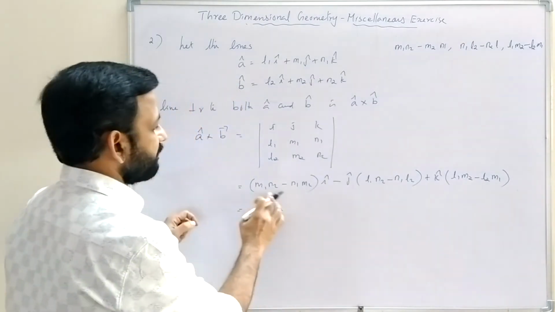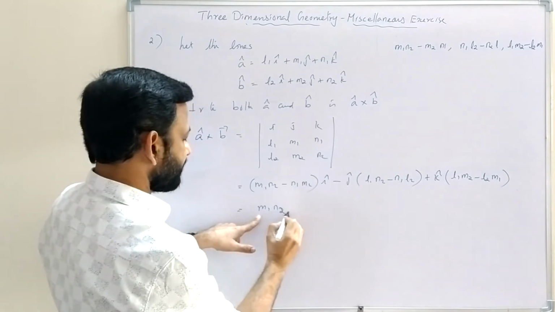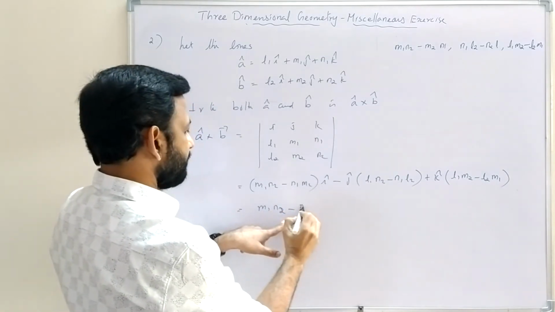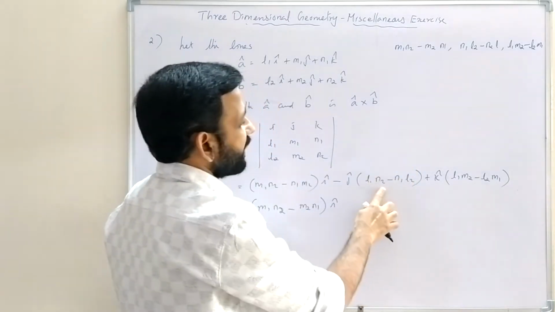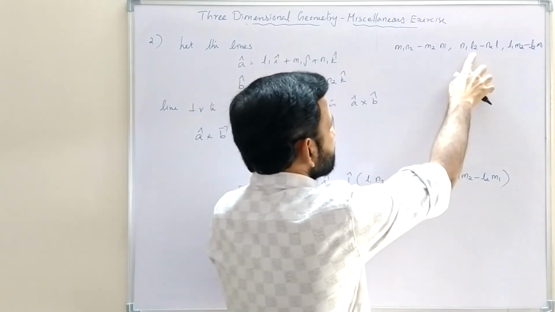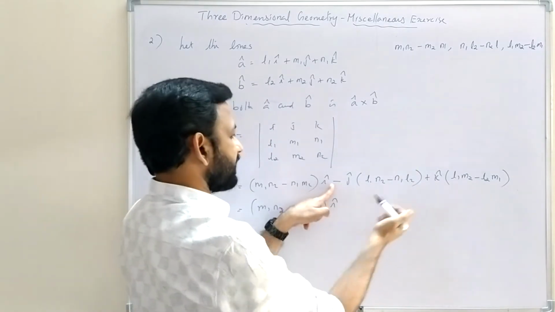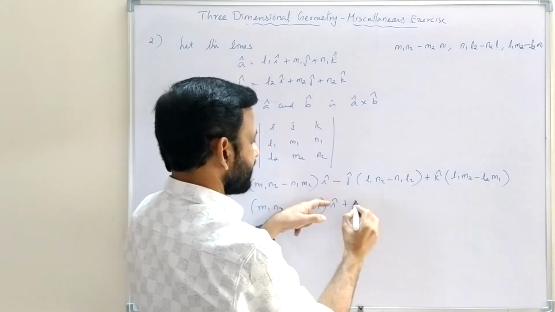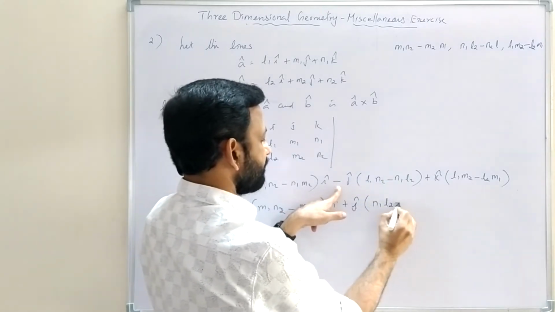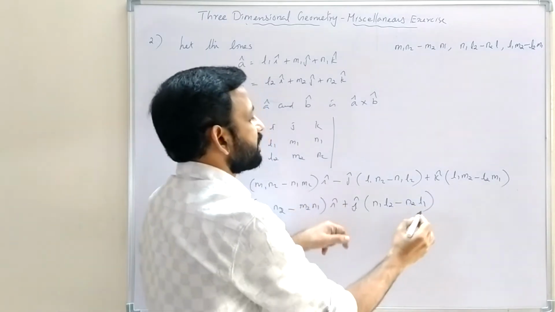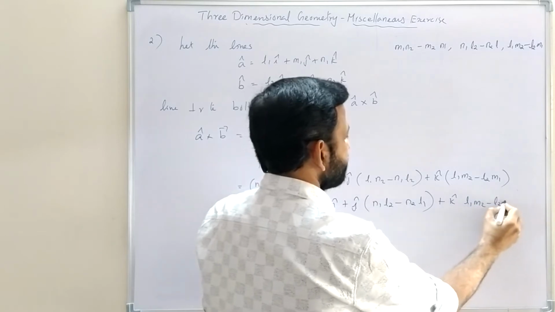So we will verify. M1 N2 minus N1 M2, that is M1 N2 minus M2 N1, same. I cap. Then here L1 N2 minus N1 L2, so this is N1 L2. We will take that negative inside the bracket, so we will keep a positive sign for J cap. So this will be positive, and we will get N1 L2 minus N2 L1. Then plus K cap, L1 M2 minus L2 M1.